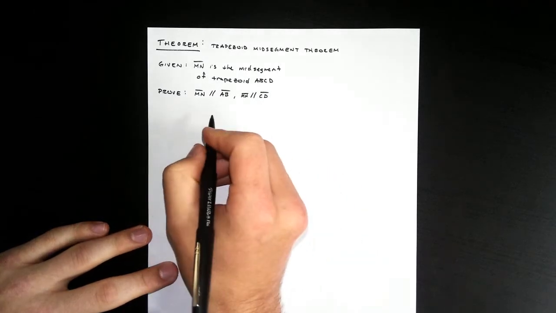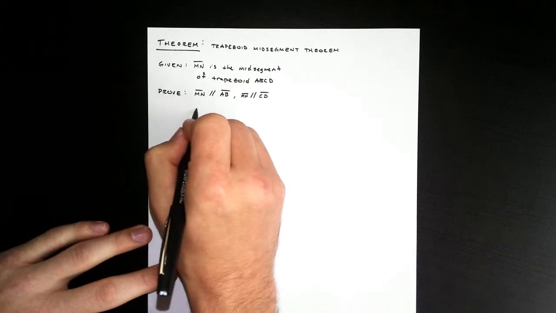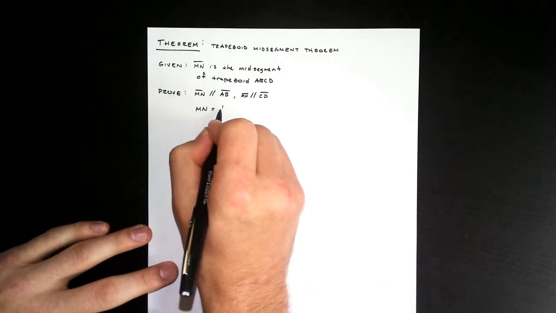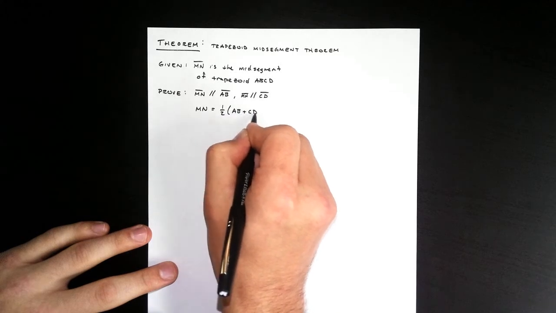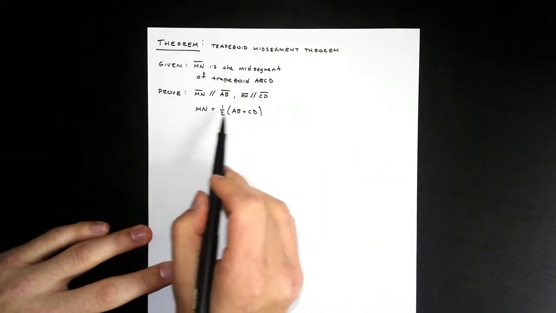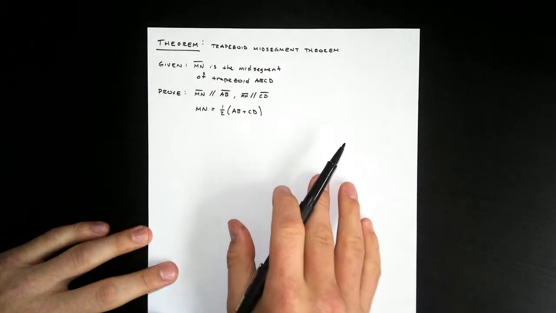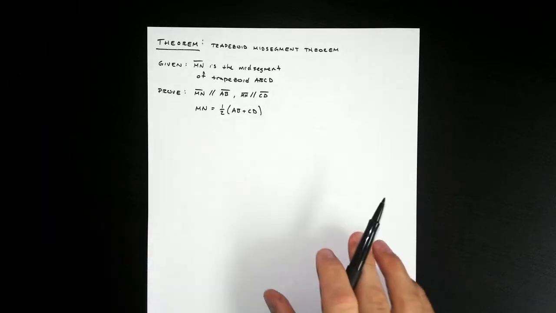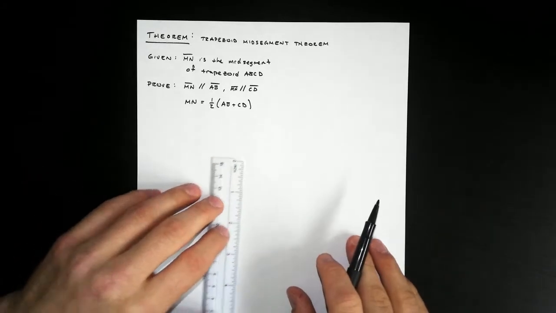And we also want to show that it's equal to 1/2 the sum of the two bases. So MN is equal to 1/2 when I add the two bases together. Basically, the length of the midsegment is the average of the two bases. All right, let's get a picture with this so we can make sense of it.